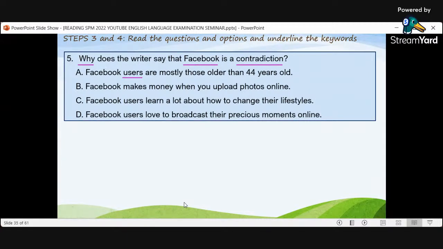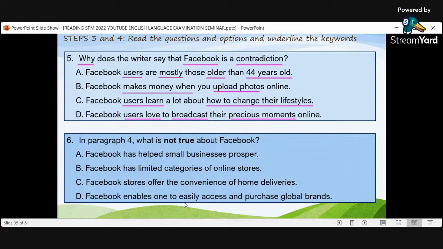Contradiction is something that does not go hand in hand with something. It says one thing and it does another. So mostly those older than 44 years old, I'm sure those who are young will say yes, yes. Alright. It makes money when you upload photos online. Users learn how to change their lifestyles, and users love to broadcast their precious moments.